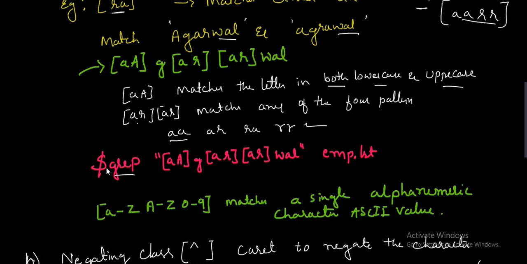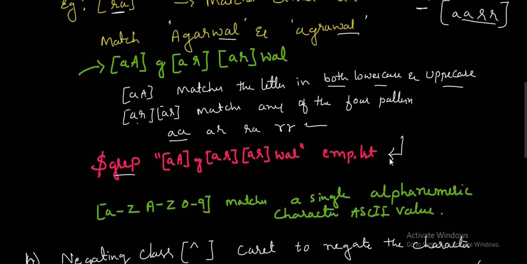So use the grep command, $grep. Within the quotes you need to specify this expression. I already explained this expression, and you are searching this pattern in a particular file called emp.lst. Whatever file you have, you can just specify that file name. So now what may be the output once you enter?